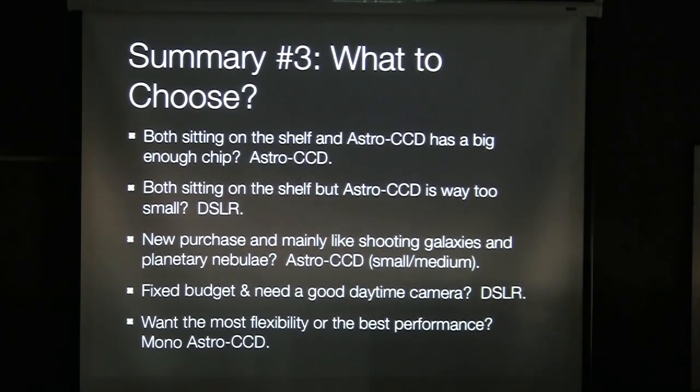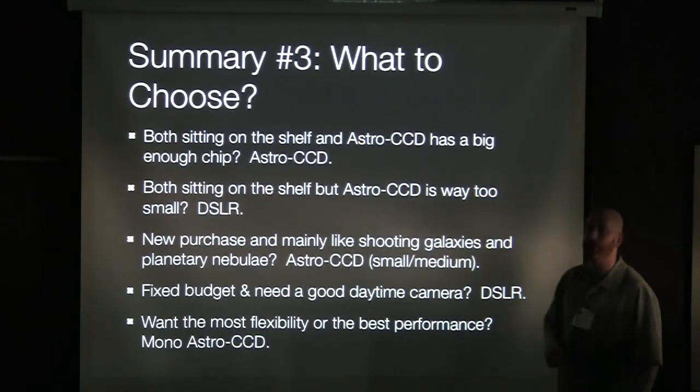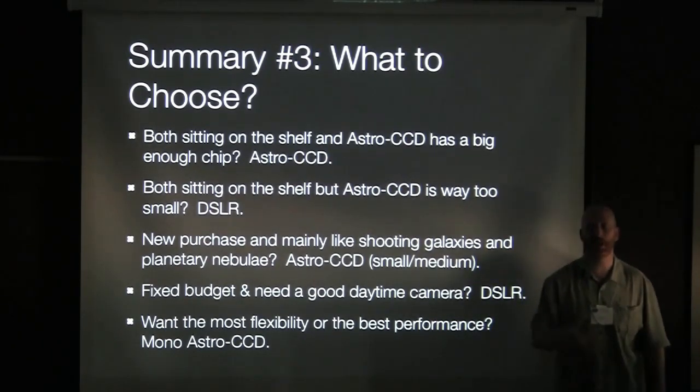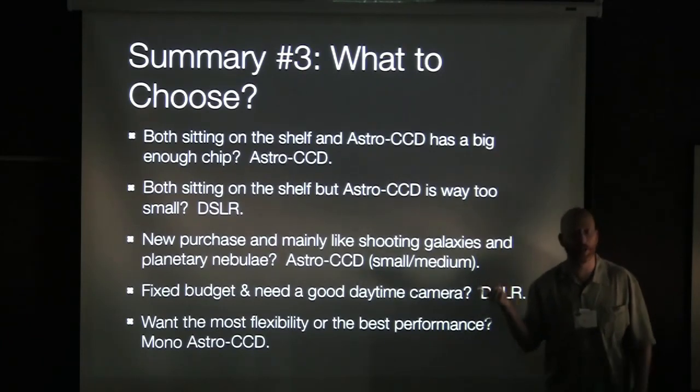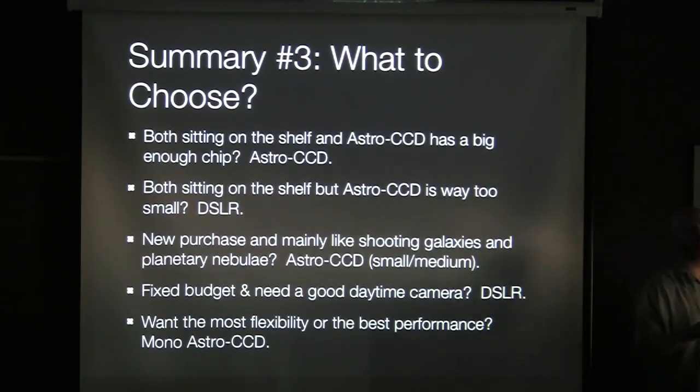New purchase. Mainly shooting galaxies and little planetary nebulae, and you want to say things like, oh yeah, H-alpha is something I want to do. Well, okay, this is pushing you more toward a dedicated Astro CCD. You've got a fixed budget and you need a good daytime camera. Those cameras can do a lot of things for you. They are not good for vacation shots.